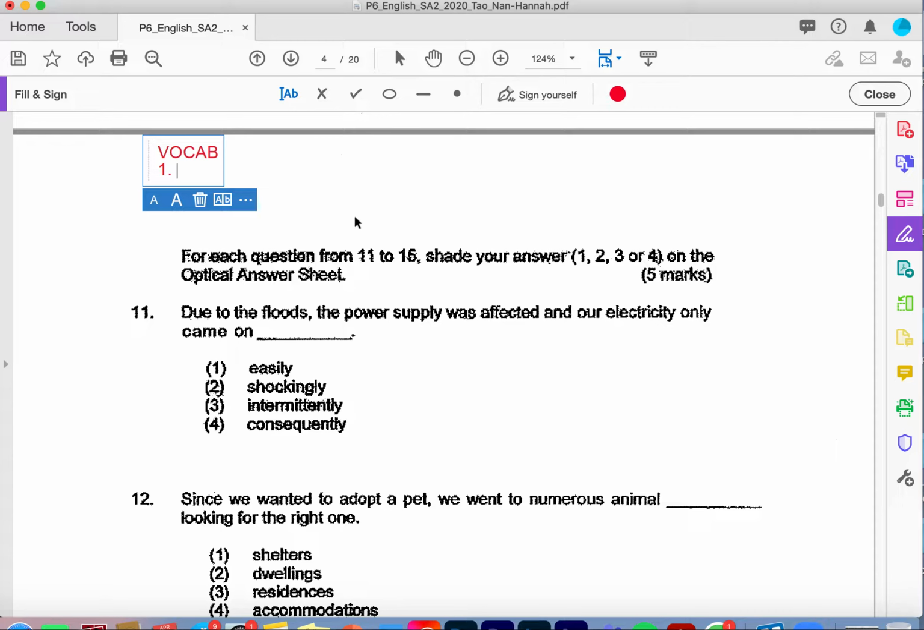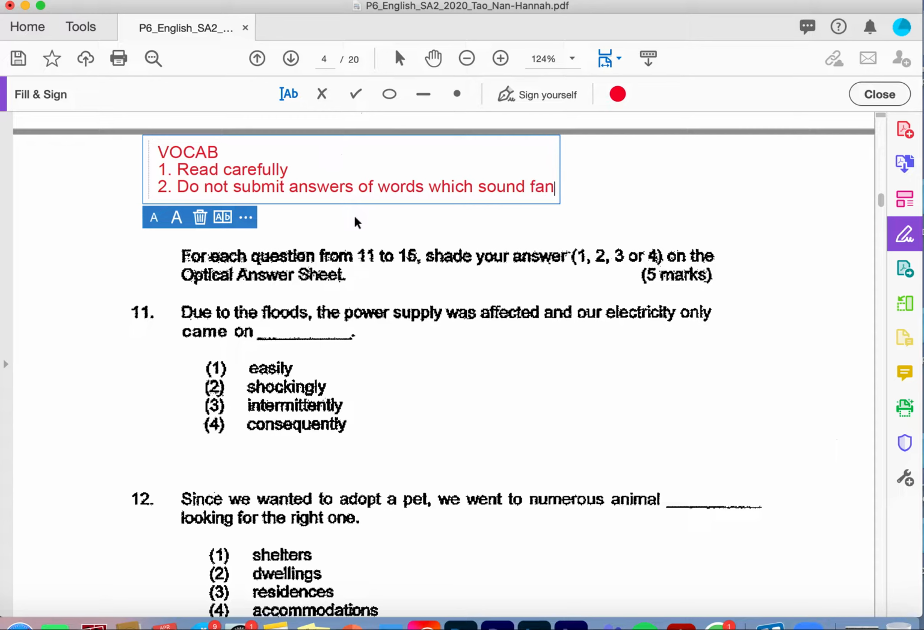Okay, so for vocab first, read carefully. Do not submit answers of words which sound fanciful. Okay? Just because you don't know the meaning, just because they sound fanciful doesn't mean that it's correct.